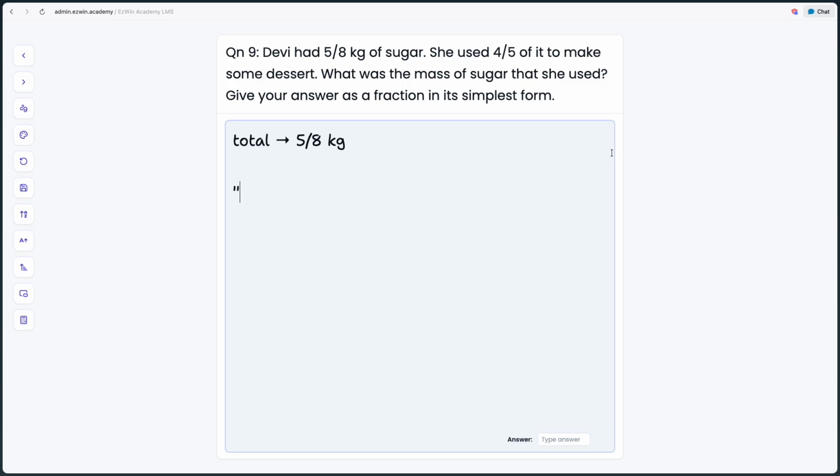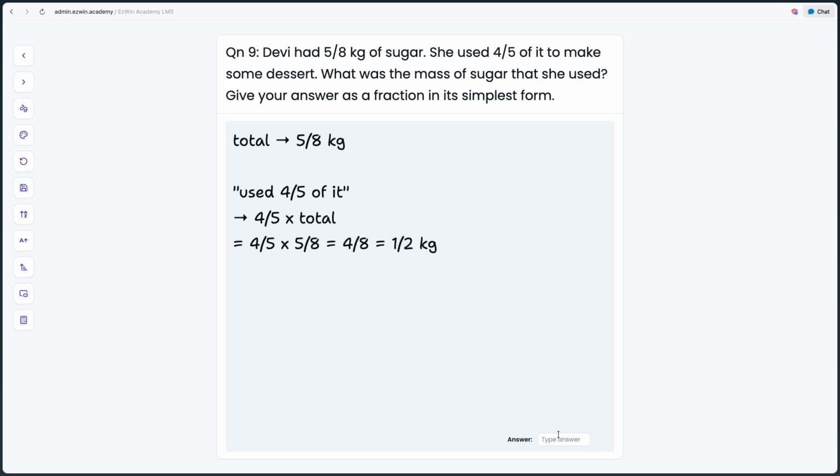So when it says here she used 4/5 of it, okay, so this means 4/5 times total, which in this case is 4/5 times 5/8. That means it's 4/8, and then that means this is half. Okay, half kg. So what was the mass of sugar that she used? She used 4/5 of it, which means half kg. Okay, there you go. So that's the answer, half kg. Alright, let's move on to the next question.